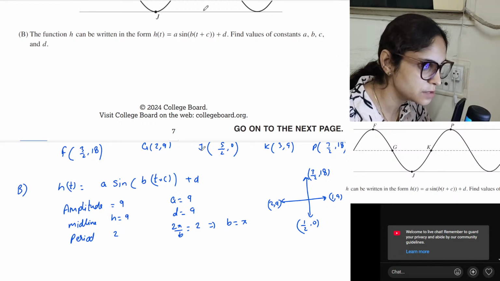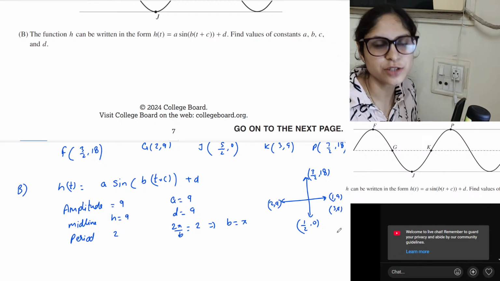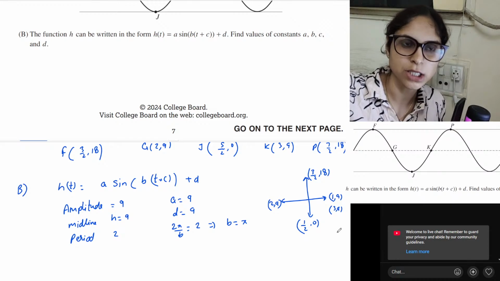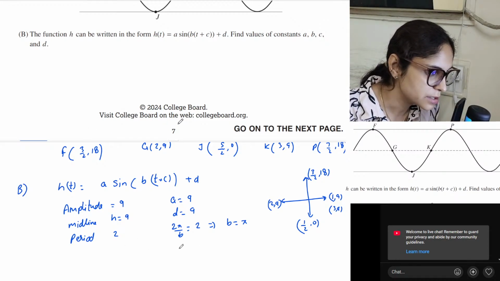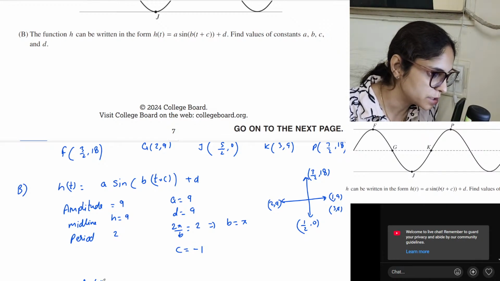Or if you're taking these values exactly, then there's a phase shift of 3. So phase shift of 3, phase shift of 1 is the same thing, because the value at 1 is going to be the value at 3. So I can say that C is equal to -1.